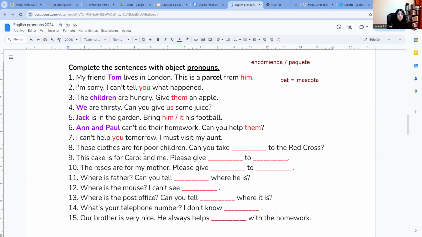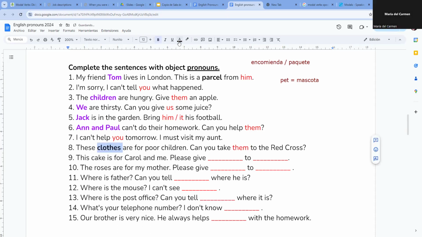These clothes are for poor children. Can you take them to the Red Cross? You take them. Them. Very good. Why them? Because we are referring to the clothes. The clothes. Good.